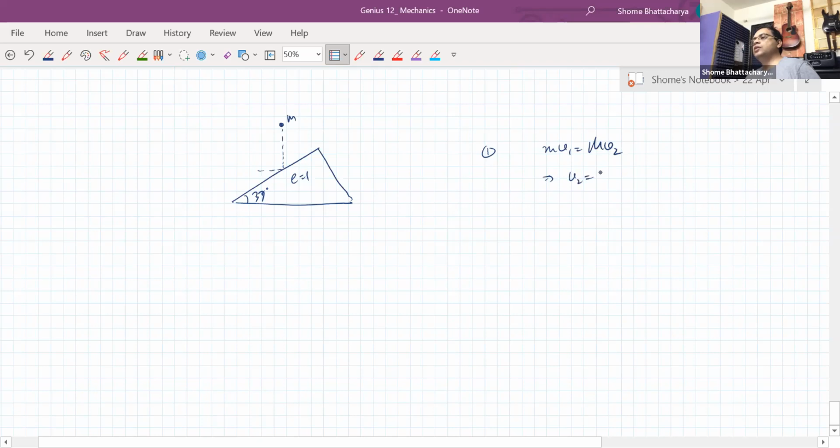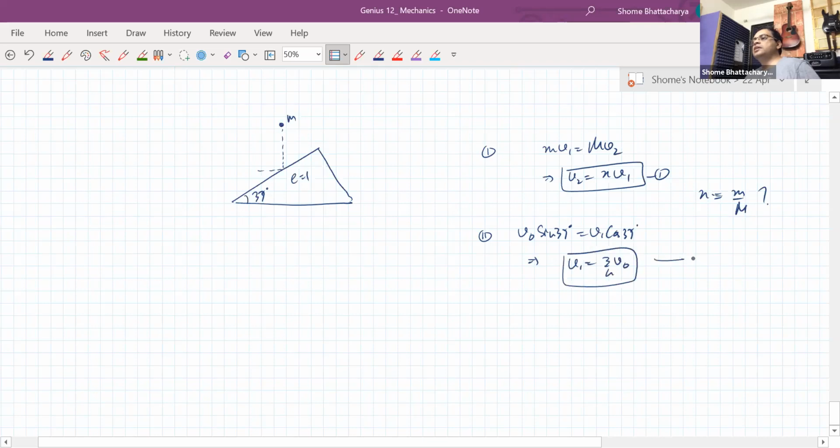So v2 is equal to x times v1, where x is that ratio that we're looking for, m/M. Then our equation 2, which was coming from the tangential velocity conservation, would have given us v0 sin 37 equal to v1 cos 37. So we would have got v1 as 3/4 v0. So that would have been our second equation.